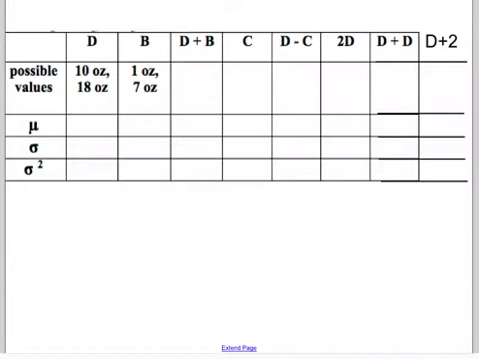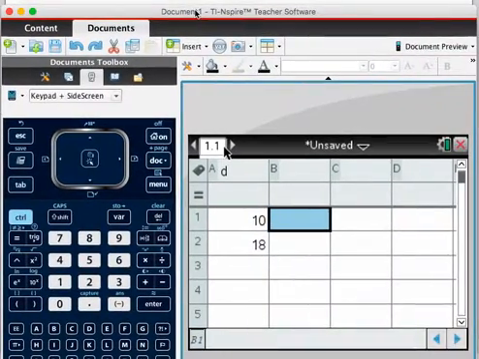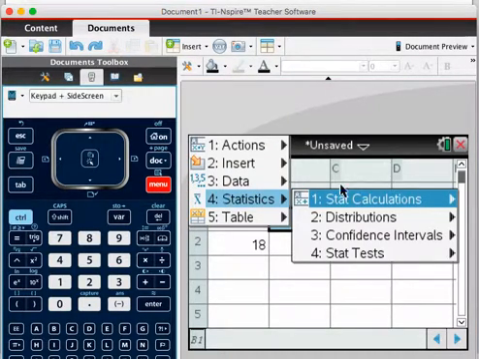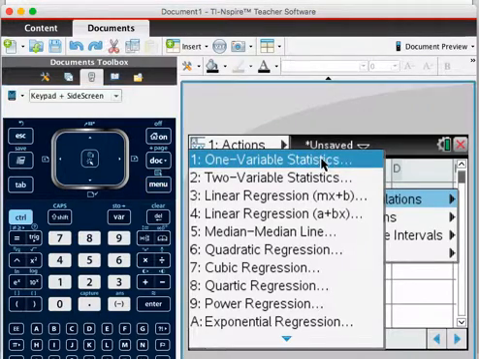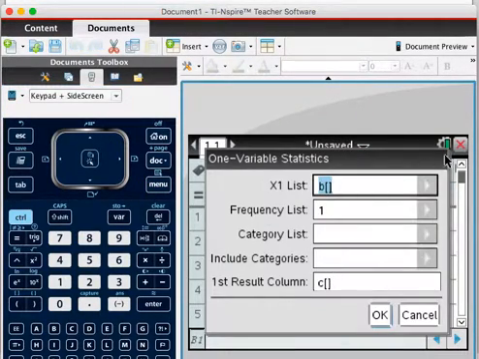Okay, let me grab my pen. So the average is 14. But figuring out the standard deviation and the variance on your own wouldn't be quite fun. So get your calculator, type in 10 and 18, and label it D. We're going to have the calculator do the work for us. Press Menu, Statistics, Stat Calculations, One Variable Statistics. One list, and my list was called D. I don't need to change the frequency because we're not making a probability distribution like we did last section. Just leave that alone, hit OK.